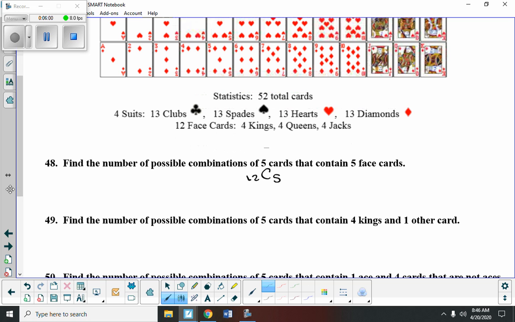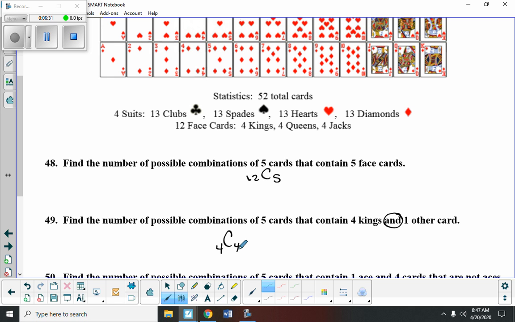The next one says find the number of possible combinations of 5 cards that contain 4 kings and 1 other. Okay, so we have a combination going on here, and we have 4 kings, and we have 1 other card. So we're going to have 5 in our hand. So if we're looking at that hand of 5 cards, there are going to be 4 kings. So how many ways can you get 4 kings? Well, there are 4 kings, so we have 4 kings, and we're going to choose 4. So really, that's just going to be one way. You're going to have all 4 kings.